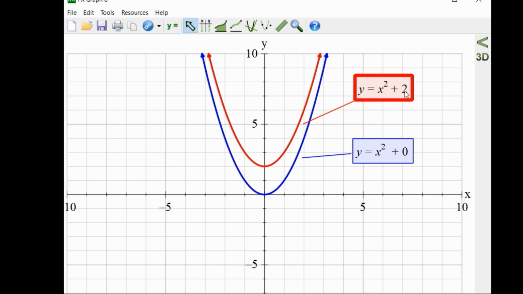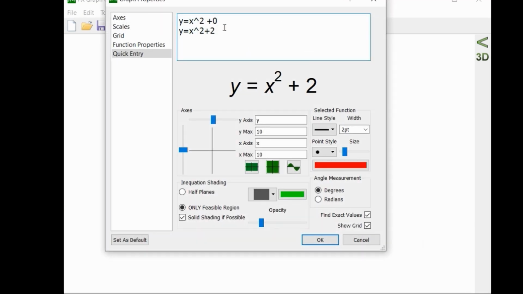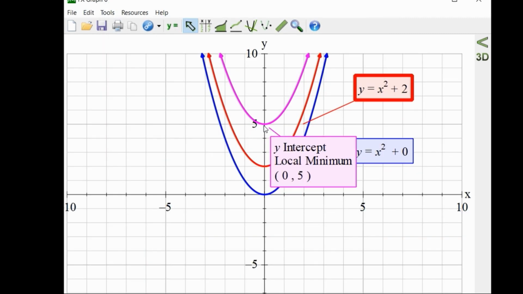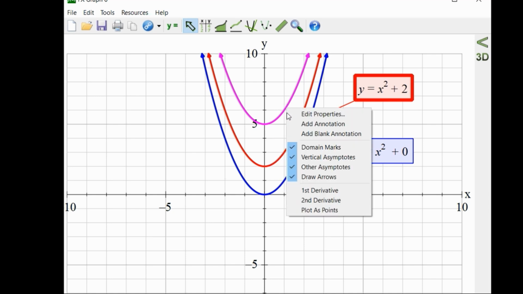Instead of 2, we put 5. It should pass through that point there. Let's have a look, shall we? y is equal to x squared plus 5. So we expect the graph to pass through the y-axis at the value of y is equal to 5. And look, there it does. That is the graph.